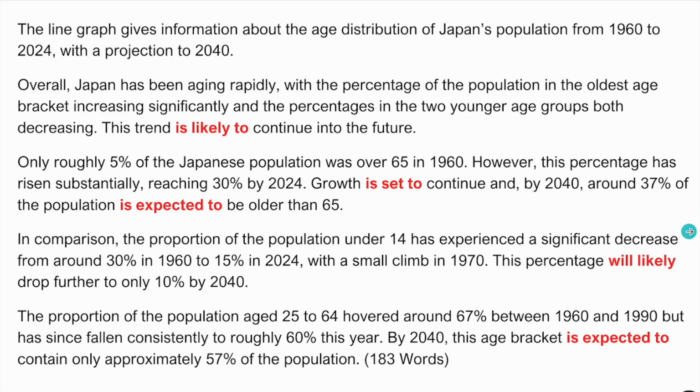This is the entire essay. Look at how simple yet how precise the description is. The red expressions are expressions you can use to describe projections.